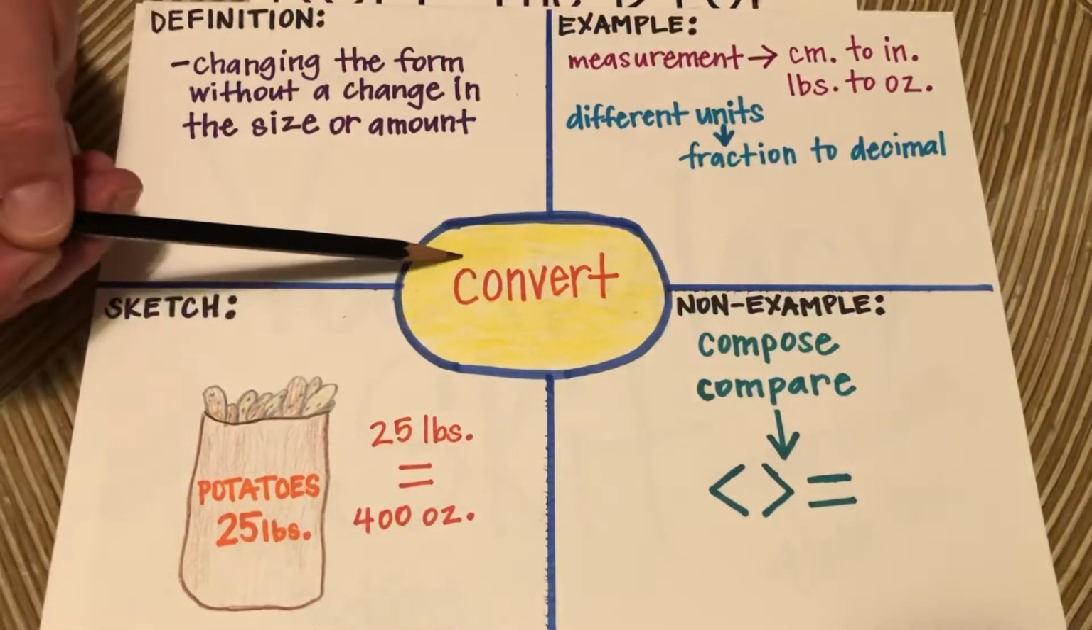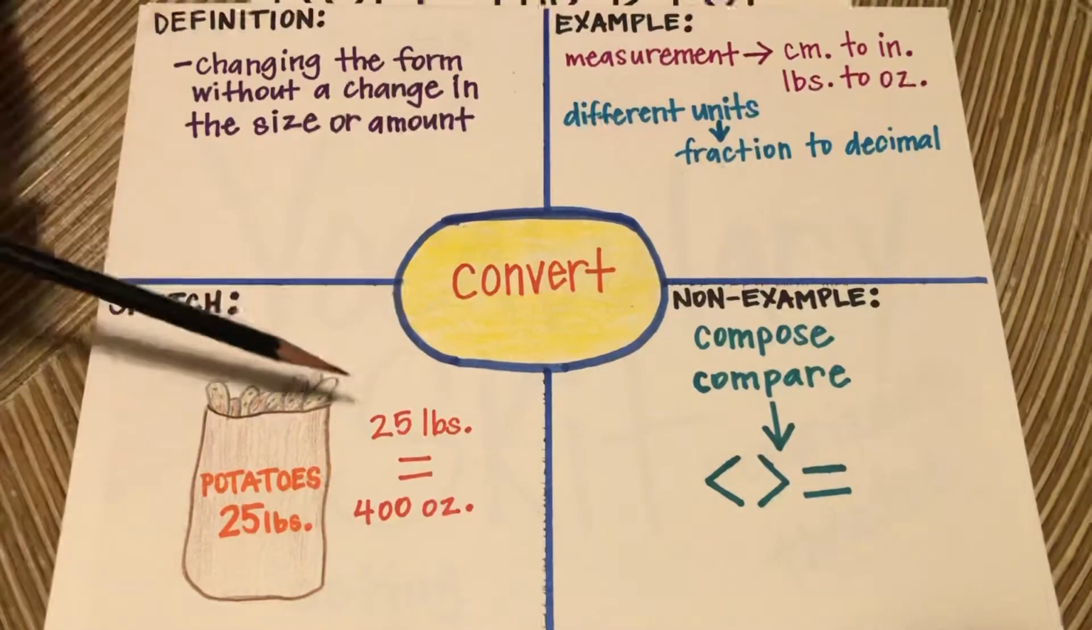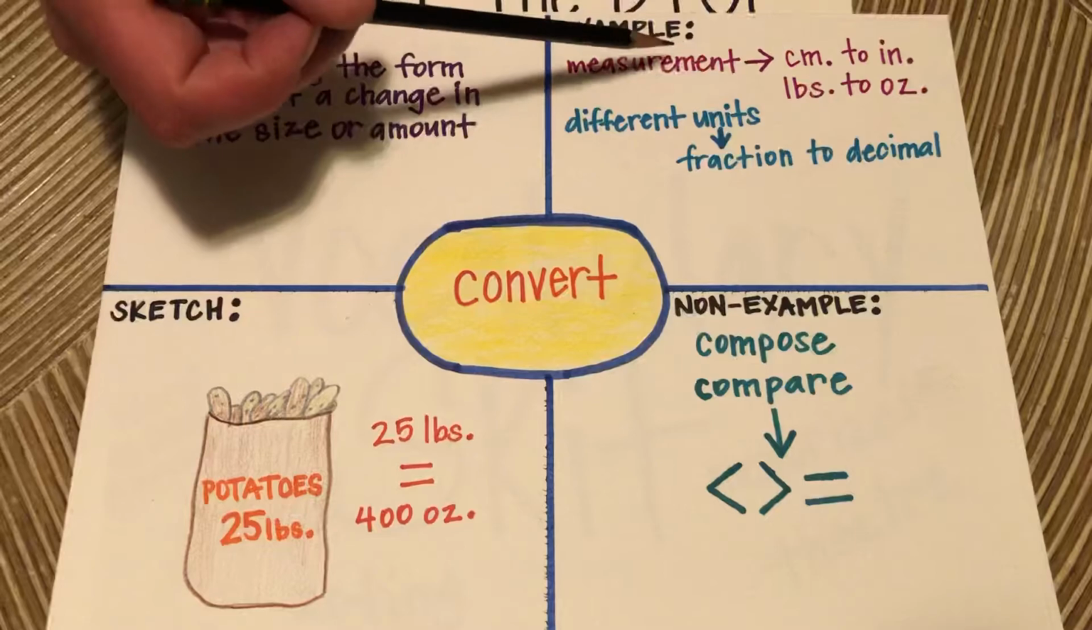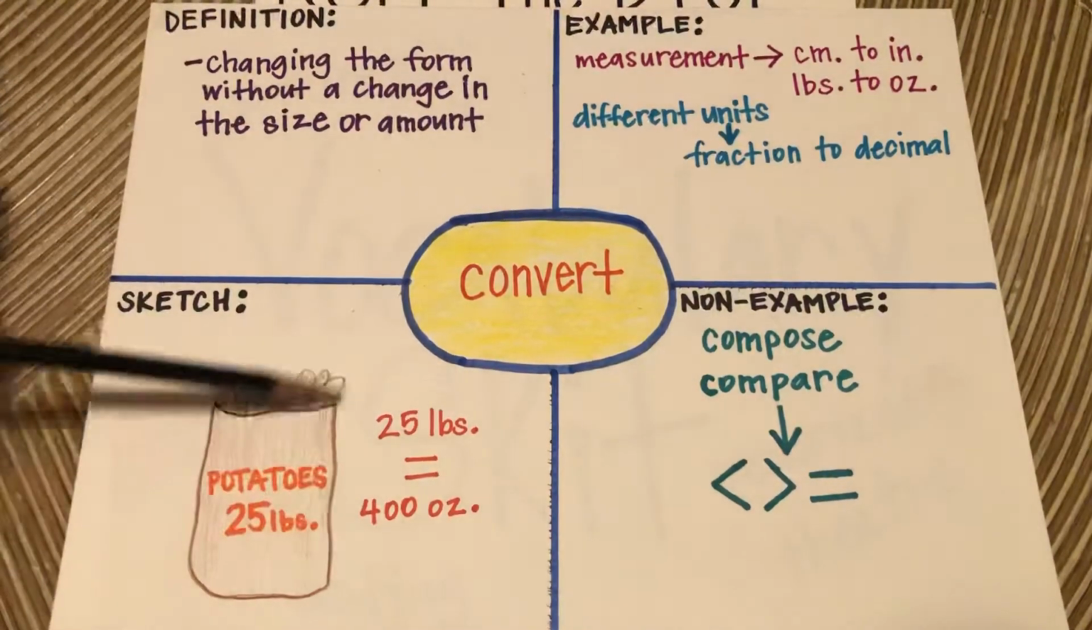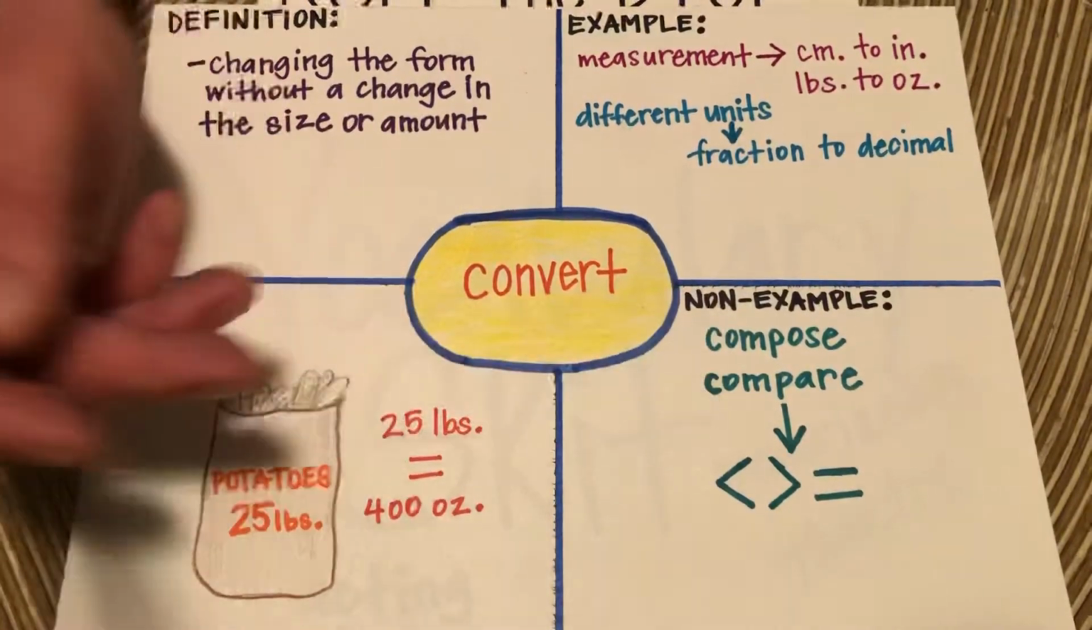We've already got convert done for you. Convert is changing the form without changing the amount or the number. We've got the verb here. We've got the examples here, the definition here. We've got a sketch, 25 pounds to 400 ounces of potatoes, and some non-examples with compose and compare.